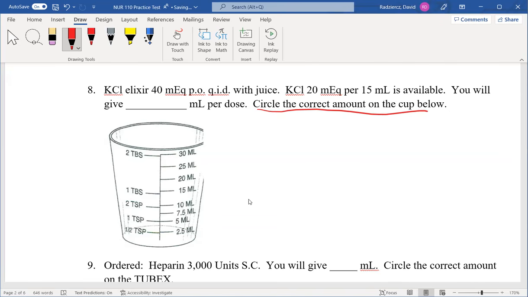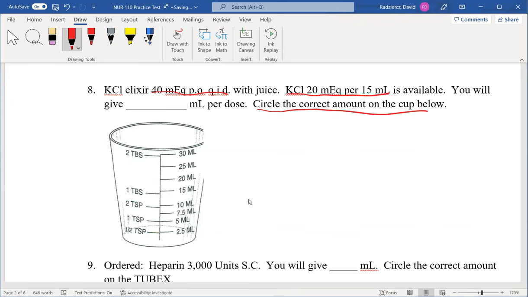Okay. So what's my order? 40 milliequivalents by mouth QID. So 40 milliequivalents by mouth QID, which means 4 times a day with juice. And your available is potassium chloride, 20 milliequivalents per 15 milliliters.